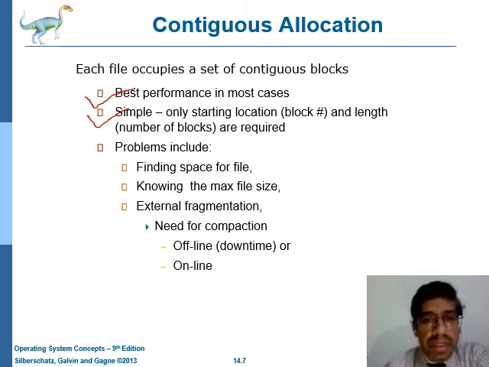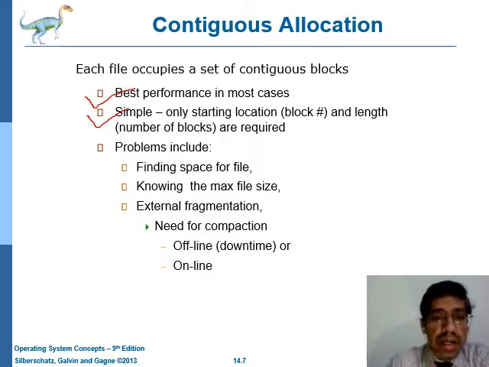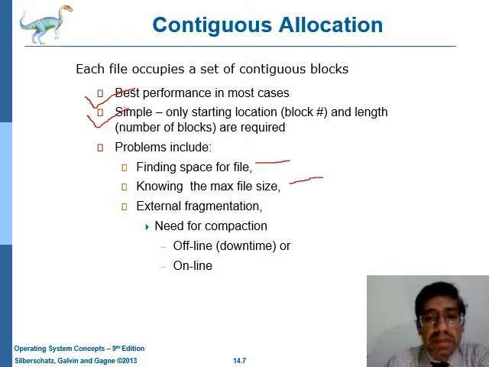Hence, the implementation of the contiguous allocation method has to address certain concerns. Number one, you need to find the space for the file on the disk. Then, you also need to know in advance the maximum possible size which the file can have. So when you have the answers to these two questions, it makes the method a little better to go with.